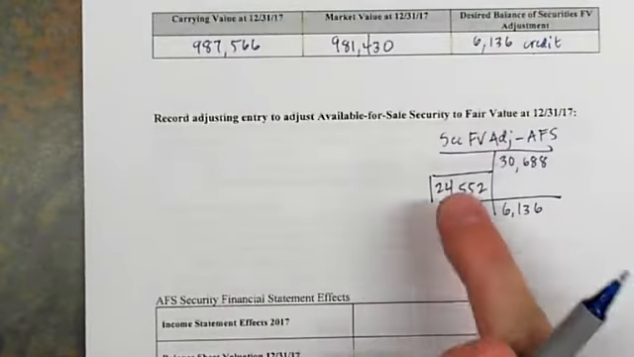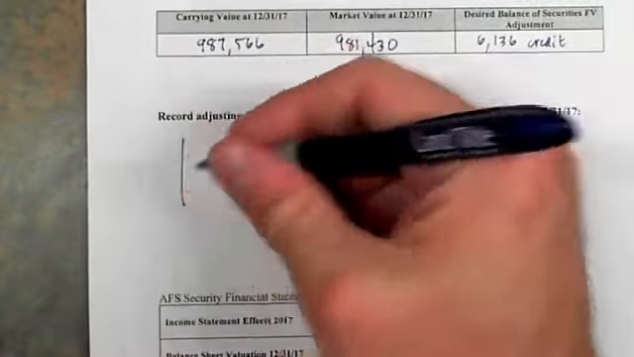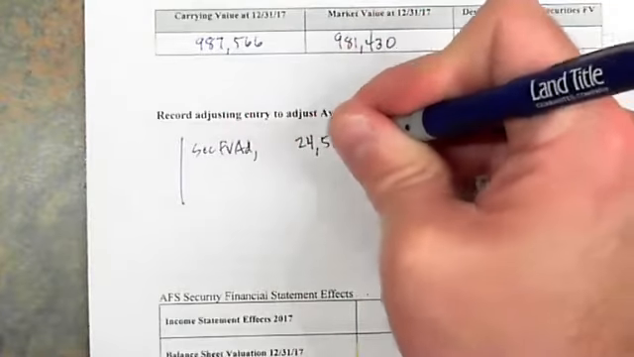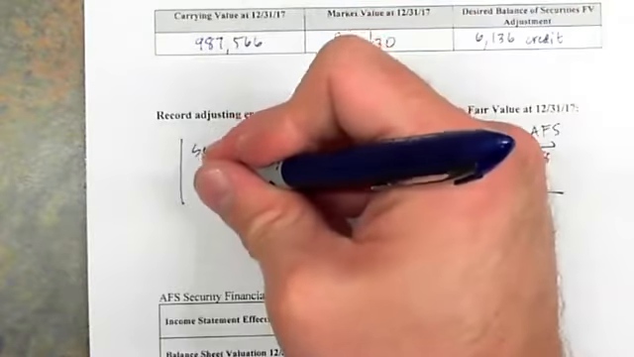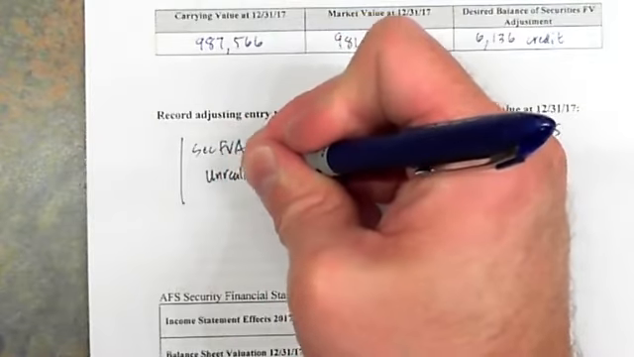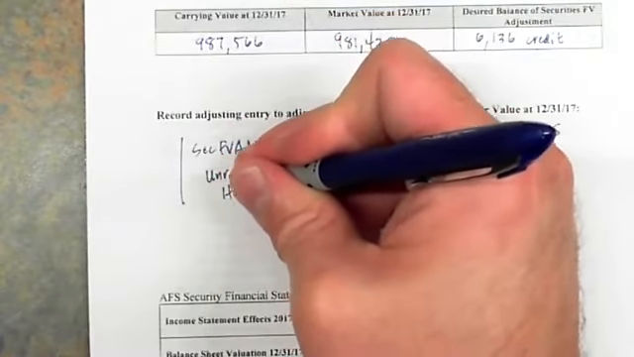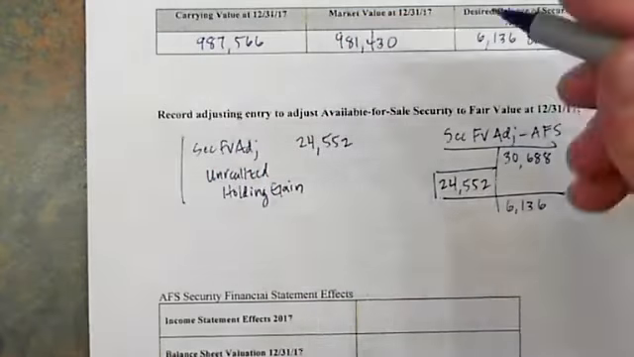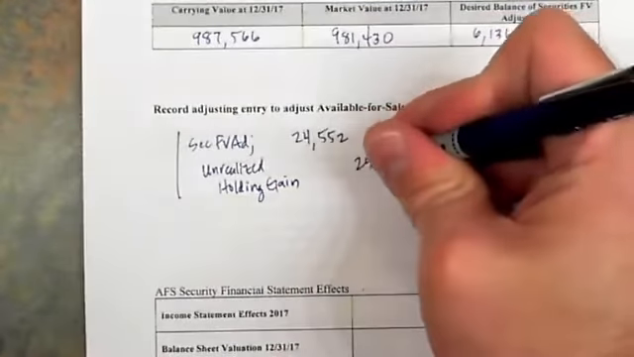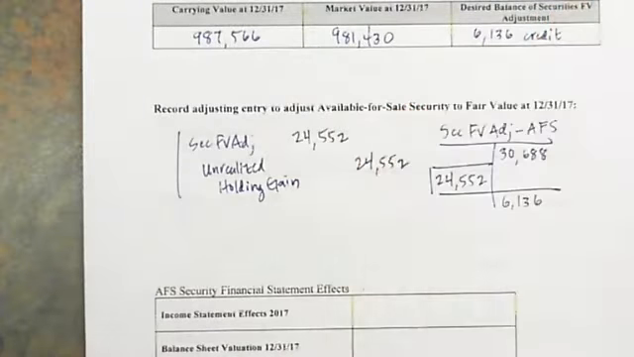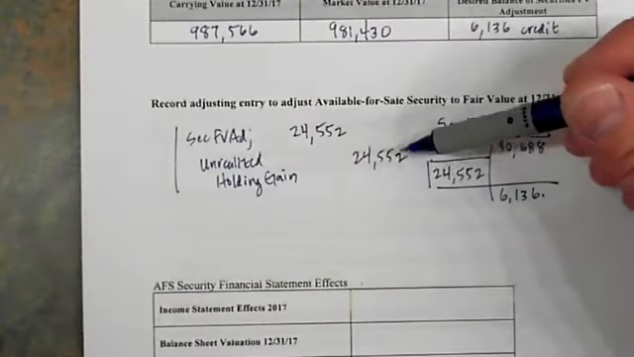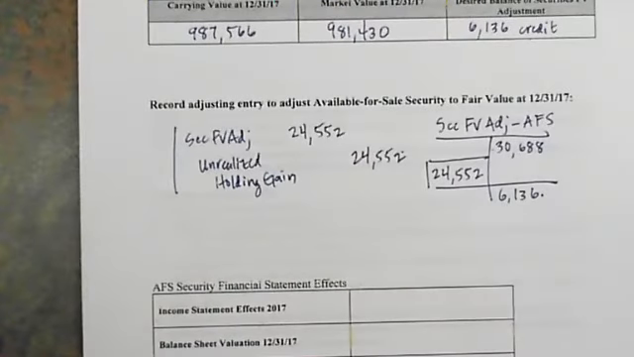And that tells me I need to make a journal entry. So I'll journalize the security fair value adjustment account, $24,552. And it's an unrealized holding gain. Now, remember, even though we're still at an overall loss position, we're at less of a loss than we were before. Okay, so we have an overall loss, but we still have a gain for the period.